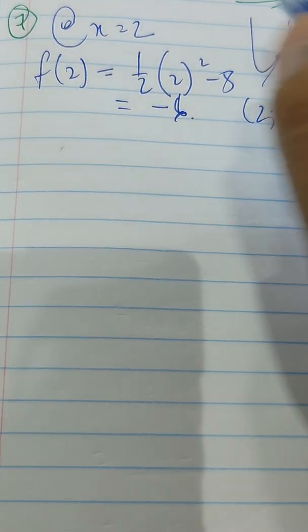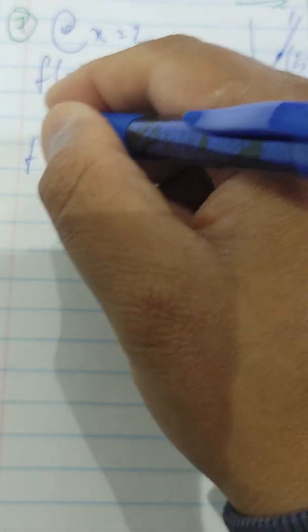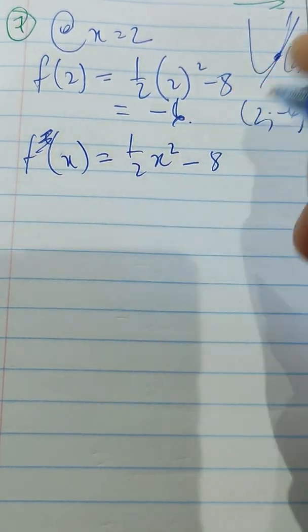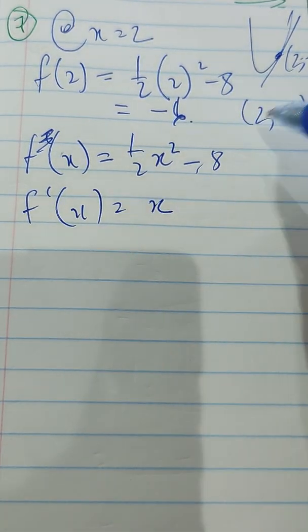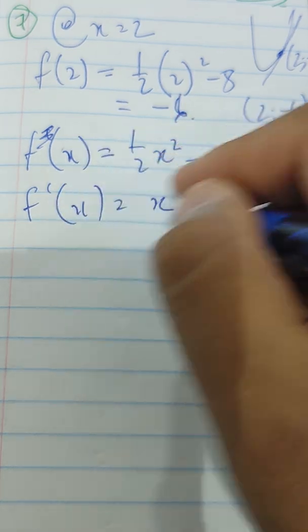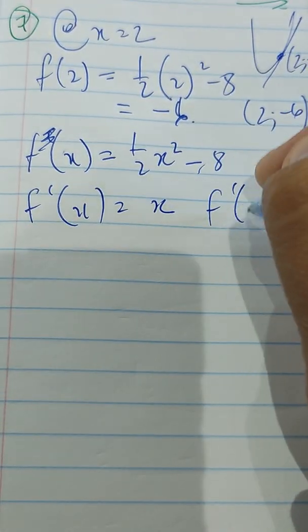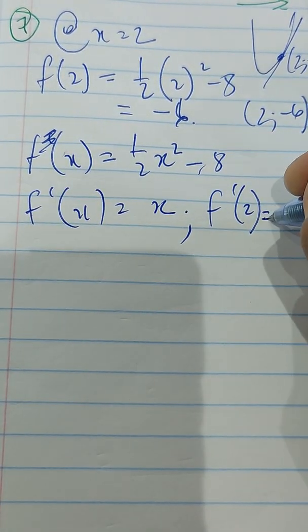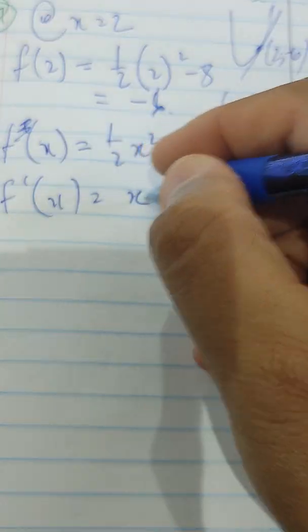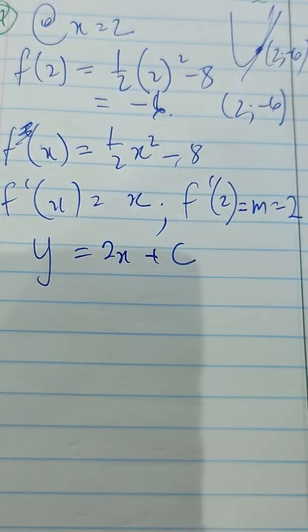So what we need is a gradient. So f prime x, you can work that out. If f of x is defined as one half x squared minus 8, then f prime x is equal to x. This constant falls away. So the gradient at 2 is going to give us 2. If I substitute 2 in here, I get 2 out. So the gradient is 2, and my equation is y is equal to 2x plus c.